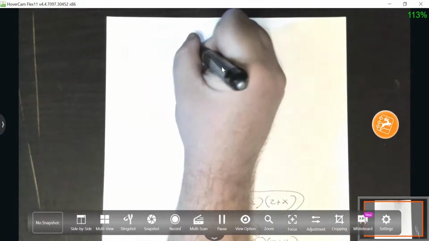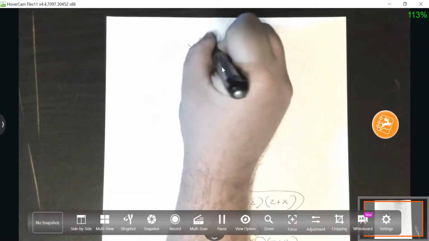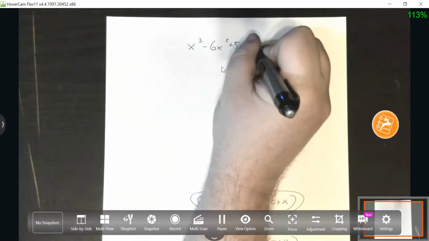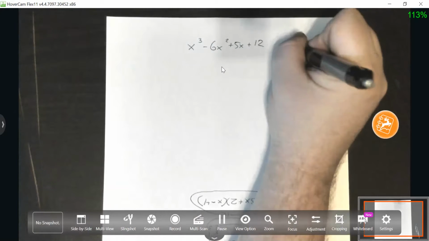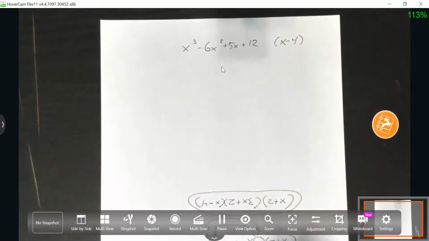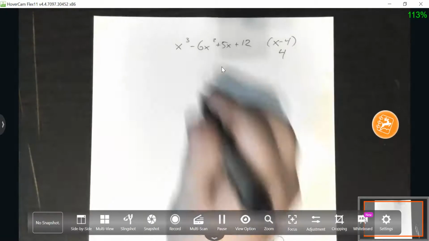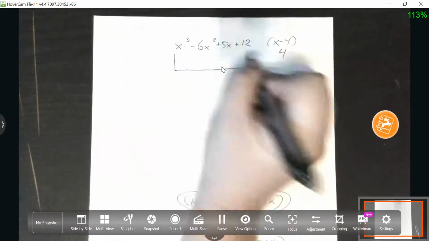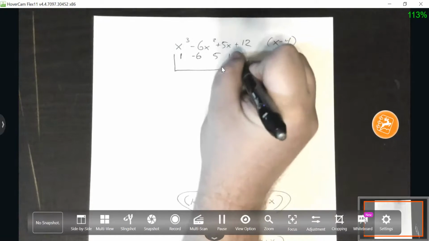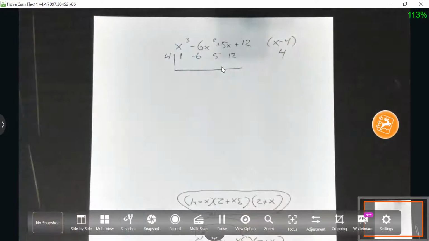So let's say we want to factor x cubed minus 6x squared plus 5x plus 12, and we know that x minus 4 is a factor. If I know x minus 4 is a factor, that means 4 should go into this nice and neat. So I'm going to set up my synthetic division again: 1, -6, 5, and 12, and I have a 4 on the outside.